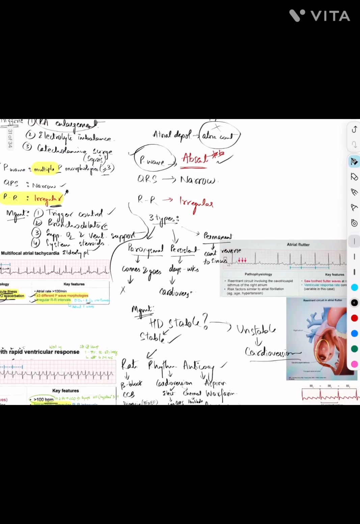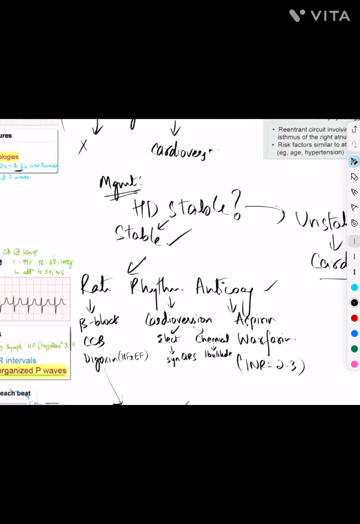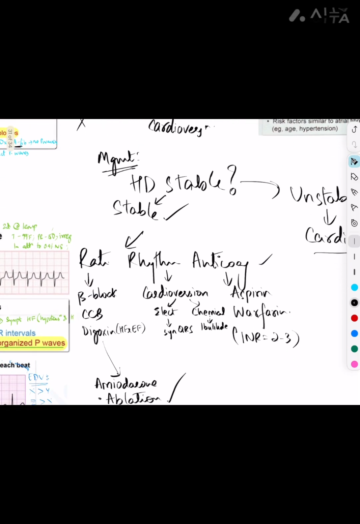Ablation where? Here, near the pulmonary vein. This is the point where you do the ablation. Next is rhythm, cardioversion, electrical or chemical. Electrical is a synchronized shock with QRS, chemical is ibutilide.